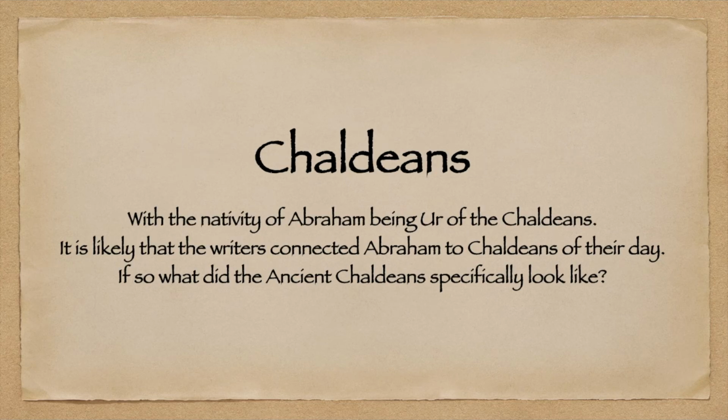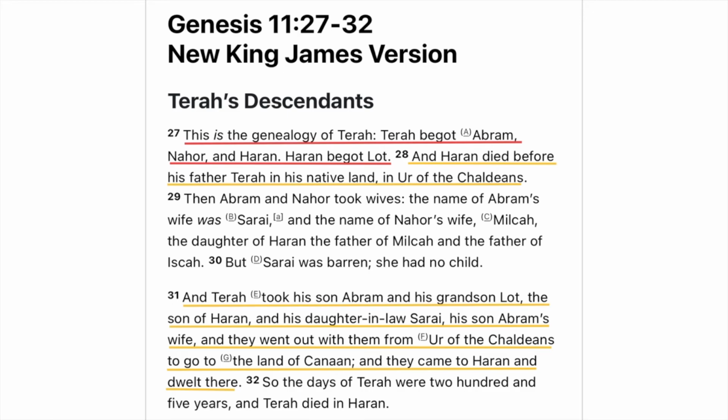Now, with the nativity of Abraham being Ur of the Chaldeans, it is likely that the writers connected Abraham to Chaldeans of their day. If this is so, what did ancient Chaldeans specifically look like? So now let's look at the Chaldeans themselves, the ancient ones. Again, reiterating Genesis chapter 11, verses 27 through 32. This is the genealogy of Terah. Terah begot Abram, Nahor, and Haran. Haran begot Lot. And Haran died before his father Terah in his native land, in Ur of the Chaldeans.